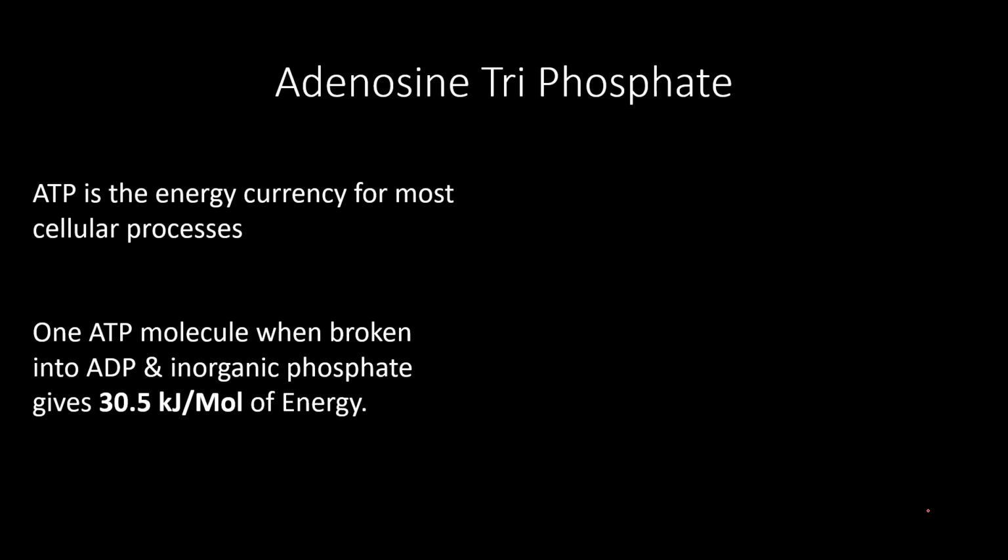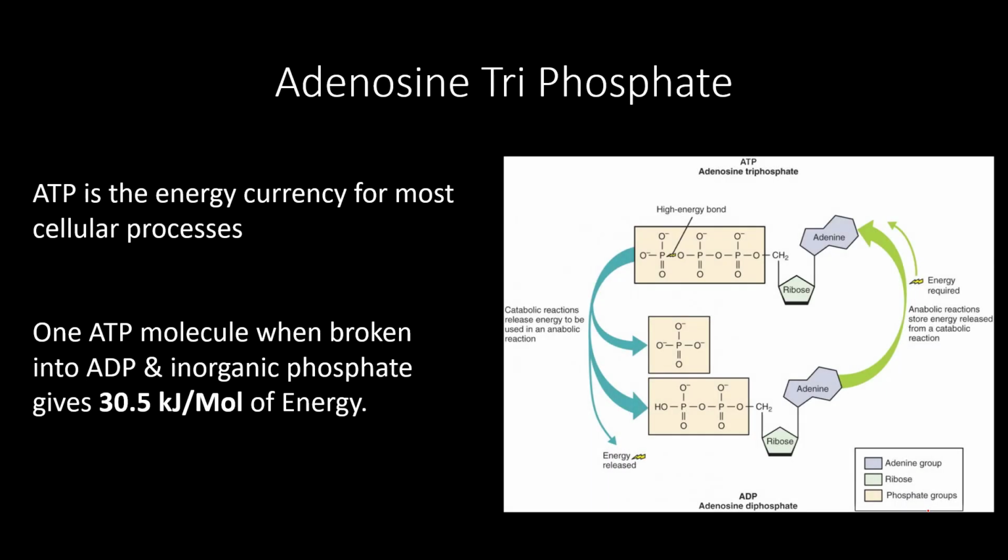Now ATP is the energy currency for most of the cellular processes in living organisms, and one molecule of ATP, when you break it down into ADP and inorganic phosphate, is going to give around 30.5 kilojoules per mole of energy.